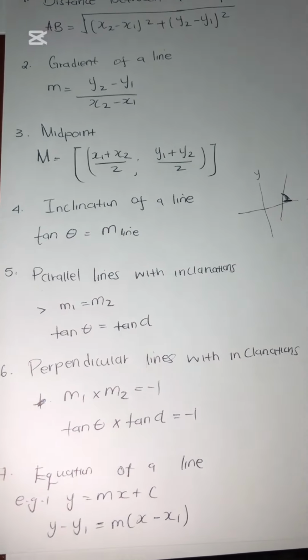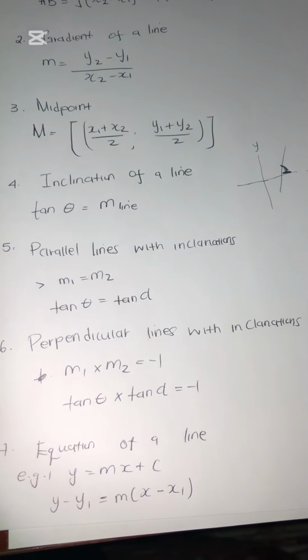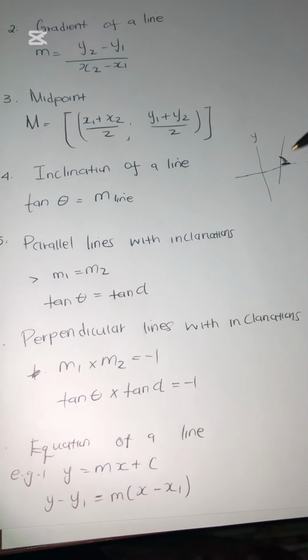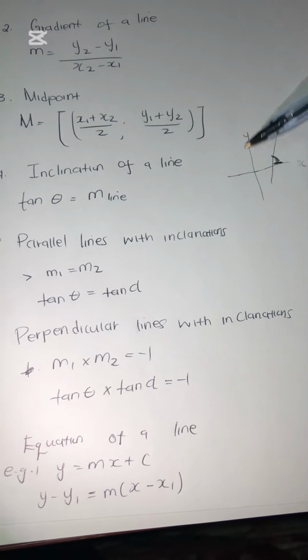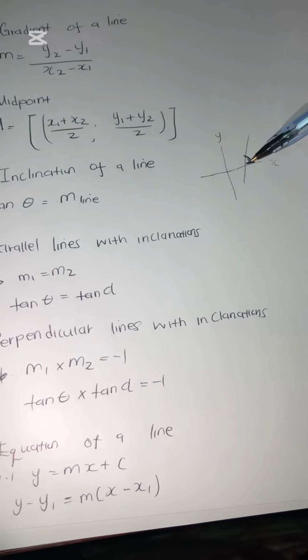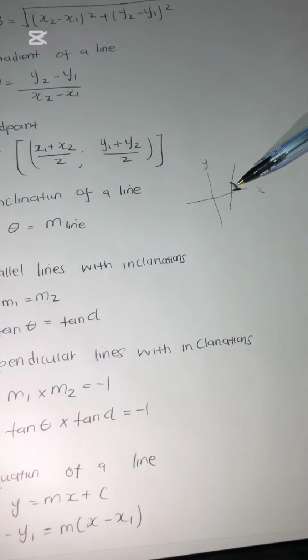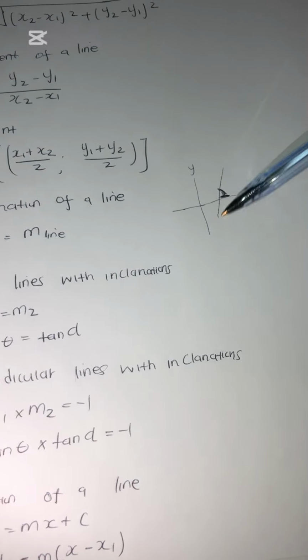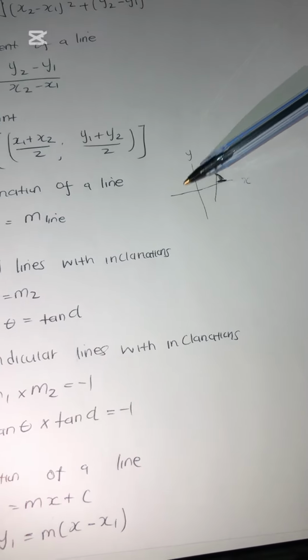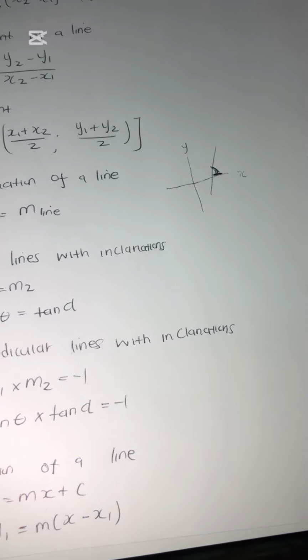We go to the inclination of a line. It basically deals with the angle across the x-axis. For example, here I have the y-axis and the x-axis. The inclination is always on the x-axis. It is across the x-axis, always on the x-axis. If it does not touch the x-axis, it's not an inclination.